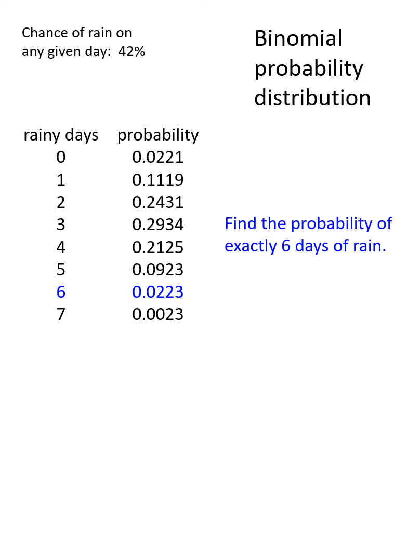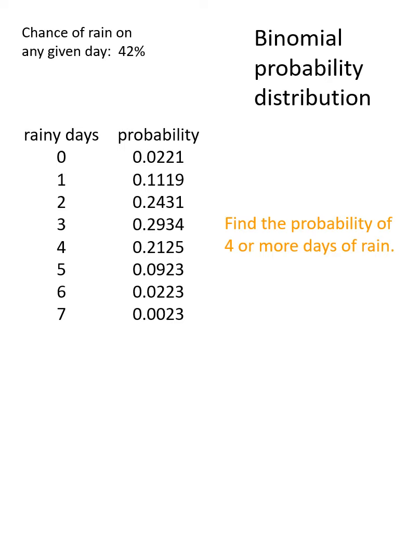So there are times when the answer to a question is one of the numbers on your binomial distribution table. But more likely you'll be asked a question like this. Find the probability of 4 or more days of rain in any given week.